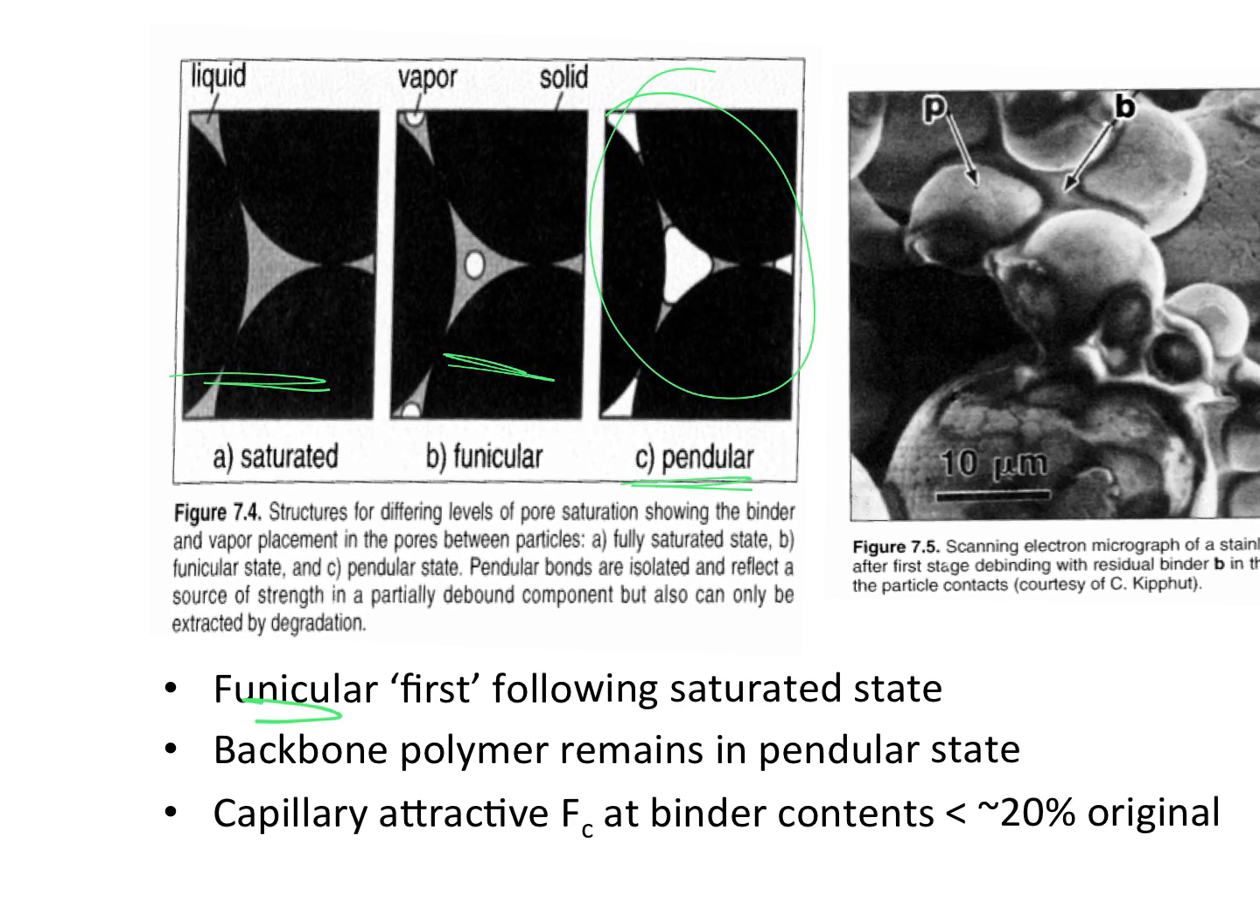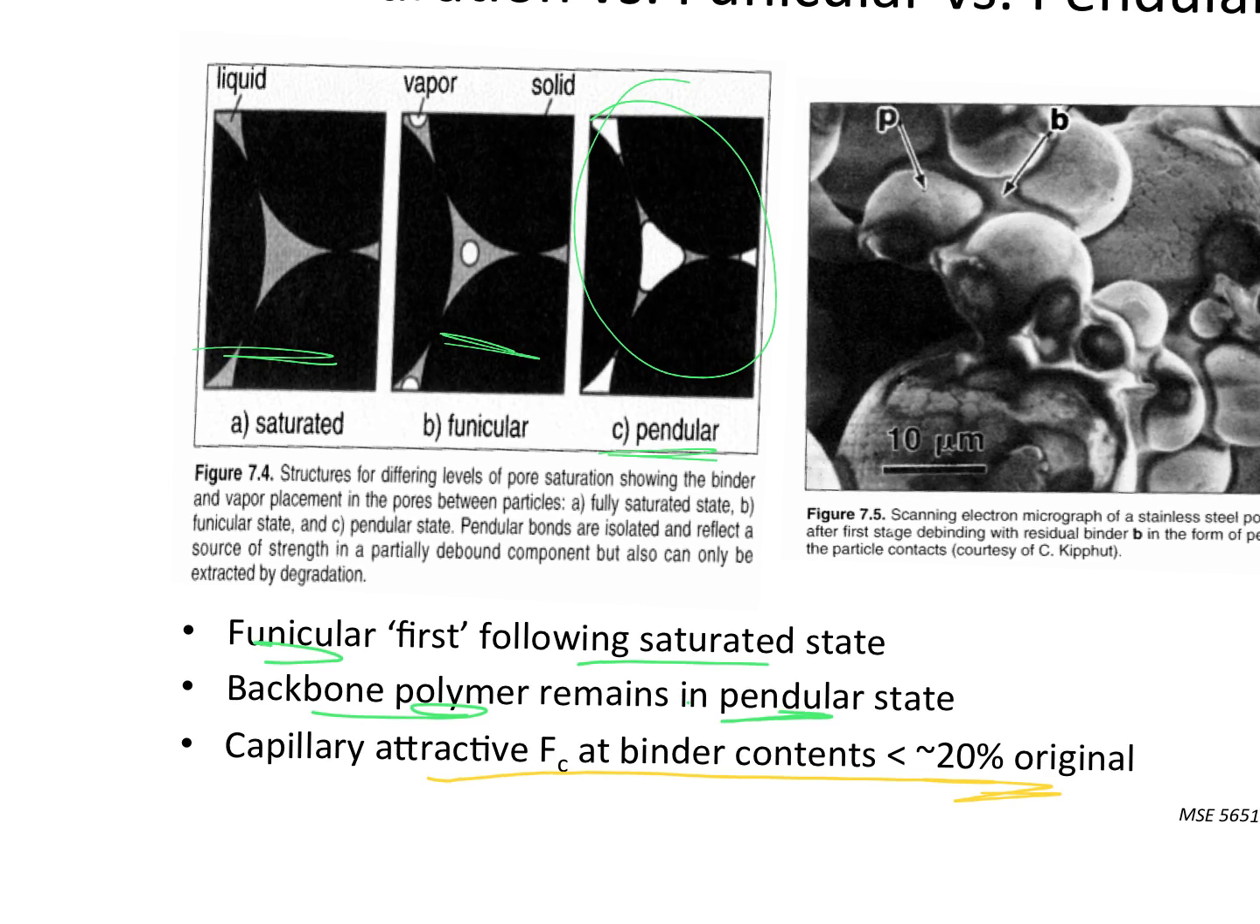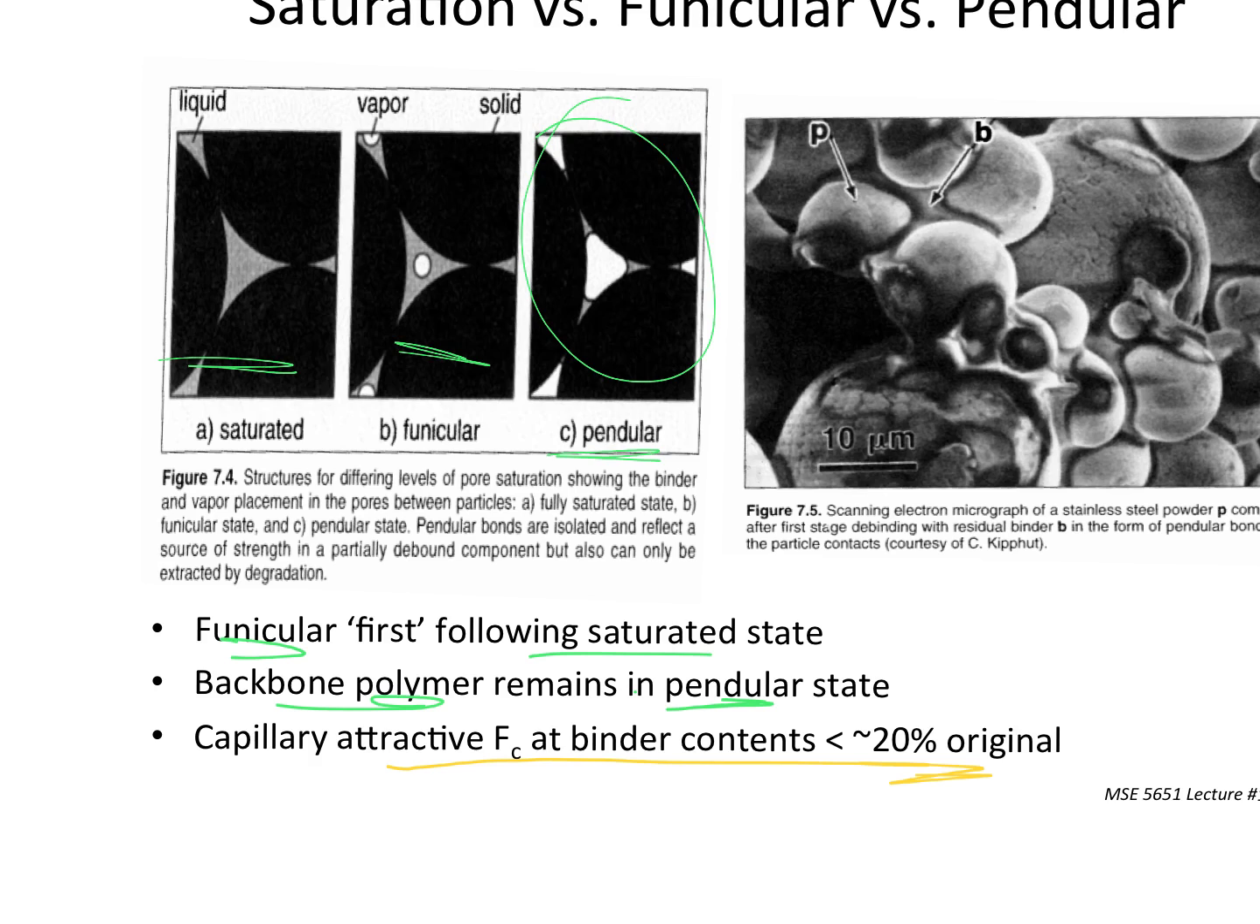And so what we see is this funicular first, following the saturated state. The backbone polymer remains in the pendular state. And that's what you're not seeing in this cartoon, is the fact that this gray liquid phase around it is not just one organic. All right. In the end, you're leaving the higher temperature polymer behind, and the capillary force is attractive at binder contents well under 20%. 20% is actually pretty high. It's usually much less than that in terms of what's giving you the maximum capillary forces. And so, capillary forces can work with us in this context. Other times they work against us, but in this case, they're doing good things.